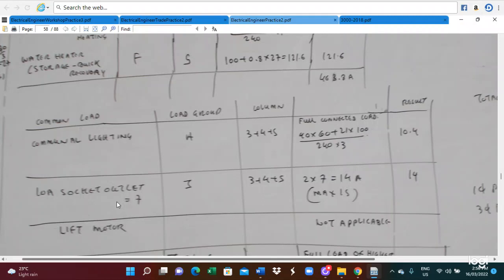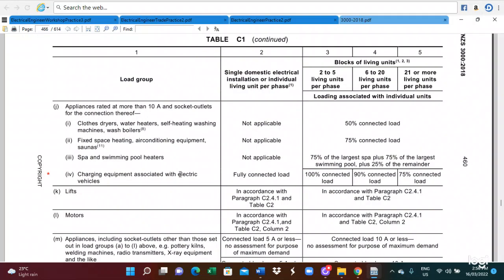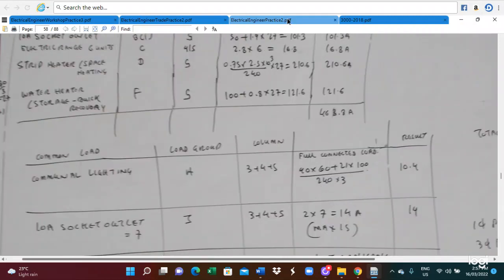Also the 10 ampere socket outlet. So this is load group J. So 10 ampere socket outlet, load group J. In this case, for every socket outlet we have to apply load group J, so that is 50% of the connected load. So this is the 10 ampere socket outlet, load group J. Two number of these, how many 10 ampere socket outlets? We have to take the socket outlet calculation.